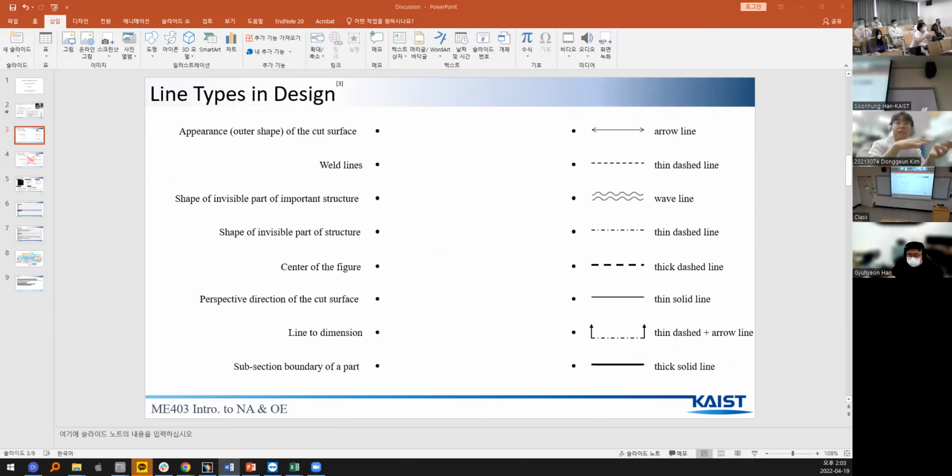Let's discuss and match the line to be used with the description on the left. These are very easy, but really important conventions.